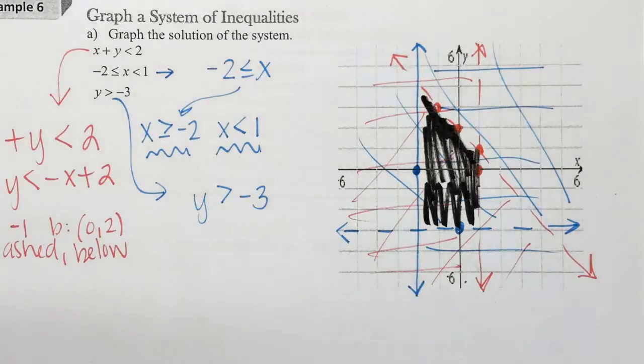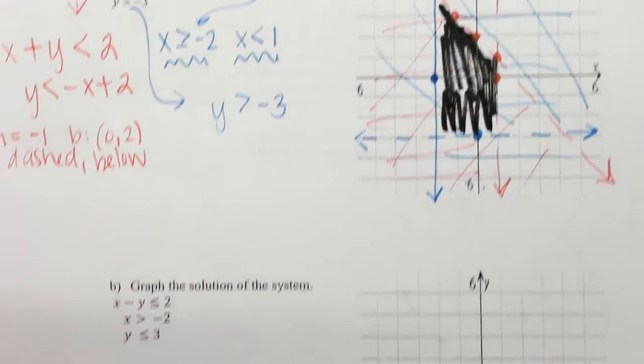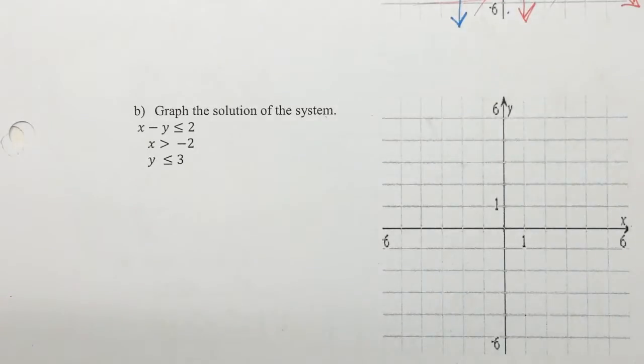Questions about that? I don't think you'll have one with 3 because it would take too long, but you'll have some with 2. Alright, I want you to do B on your own. You will need to know about this on your project, so go ahead and try this one.